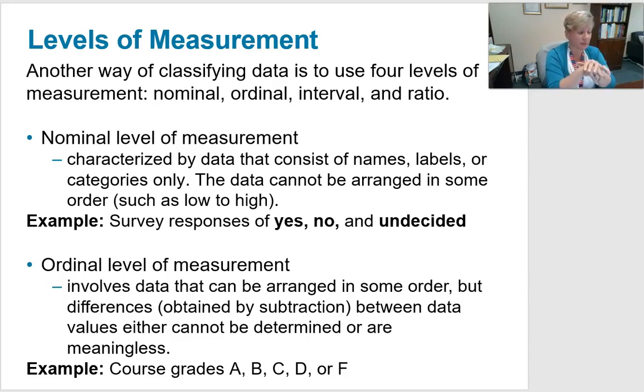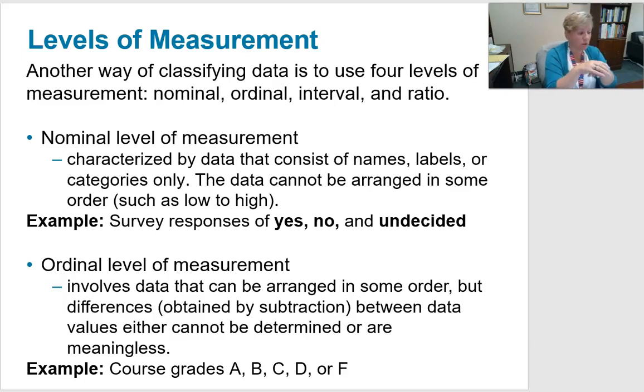So the first one is nominal. Nominal is when you're getting the data that can't be arranged in a certain specific way. So like if you have a survey question and the answer is yes, no, or undecided, is yes more important than no? No, not really. Is undecided more important? I don't know. So those are things that you can't put in any kind of hierarchy or order. So that would fall under nominal.